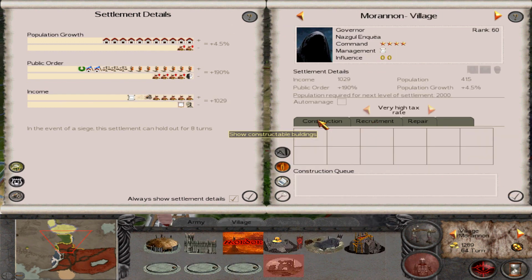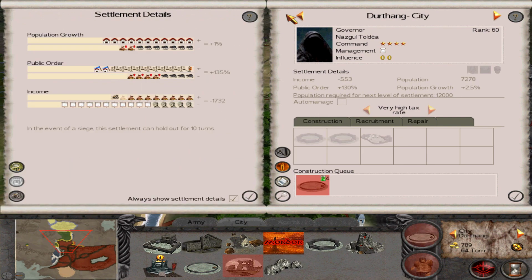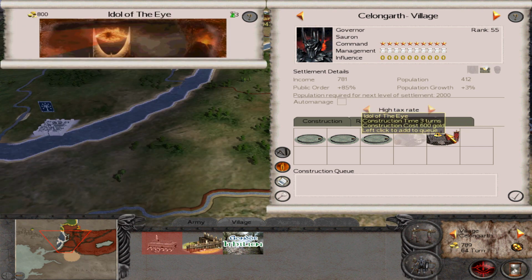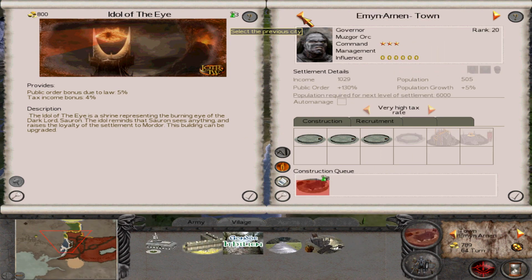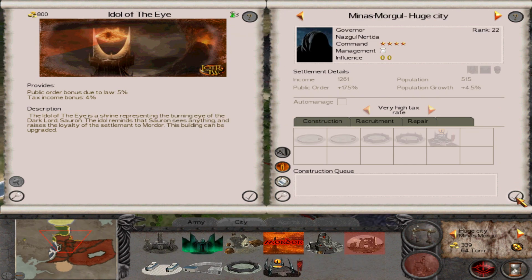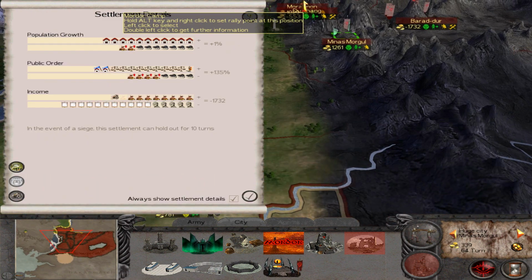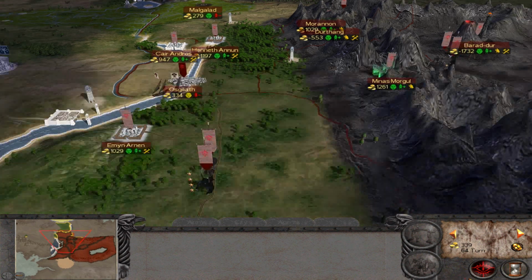And that's it. As for construction, let's go for a light attack +1. We can go for the Idol of the Eye in Selongart. Actually, it's under siege. We do not need to do anything there. Okay. I think we're done. Should have some agents, I believe. Don't know where they are.